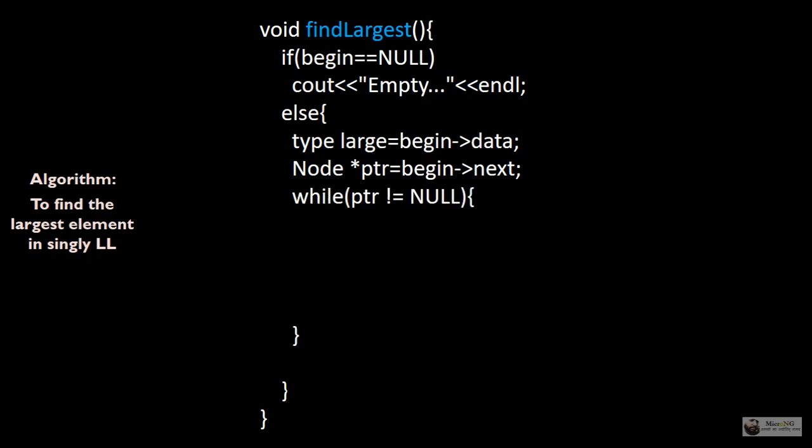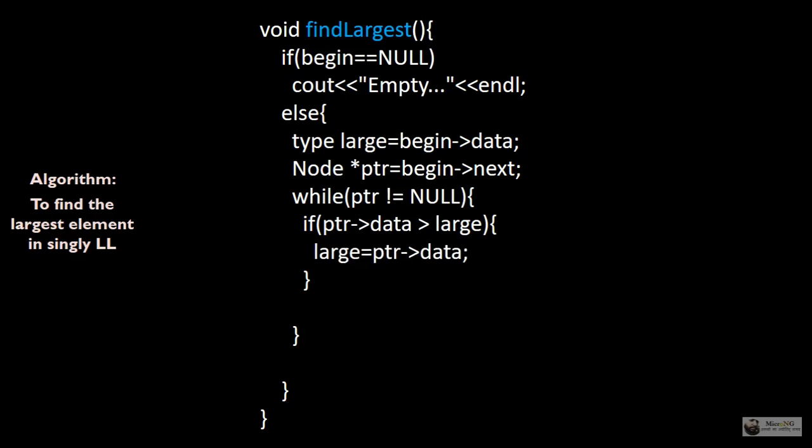Now using an iteration, as long as the pointer is not null, first we check what is the data present in the current node pointer. So ptr data. Now if this ptr data is greater than the variable large, so we got a bigger value at a new node, then keep that larger value ptr data into the variable large. So large equal to ptr data.